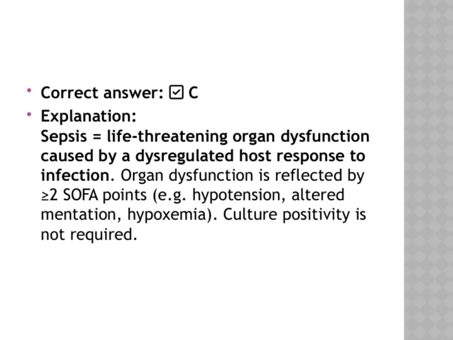The correct answer here is C, and I want to walk you through why that's the case. Sepsis is a life-threatening condition that occurs when there's organ dysfunction caused by a dysregulated host response to an infection. What's important to understand is that the key indicator of organ dysfunction is a change in the SOFA score, specifically, a score of 2 or more points. This can be reflected in clinical signs such as hypotension, which means low blood pressure, altered mental status, or hypoxemia, which is decreased oxygen levels in the blood.